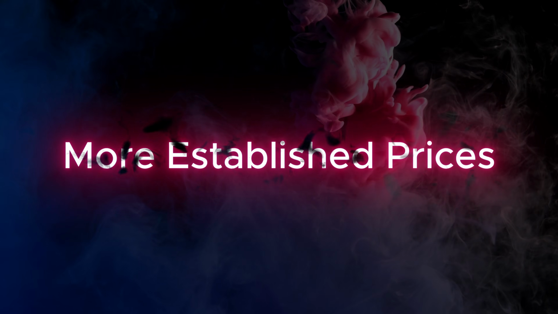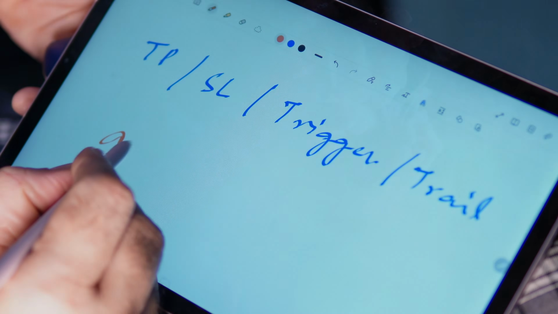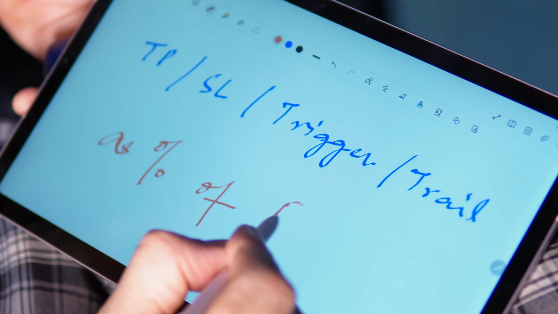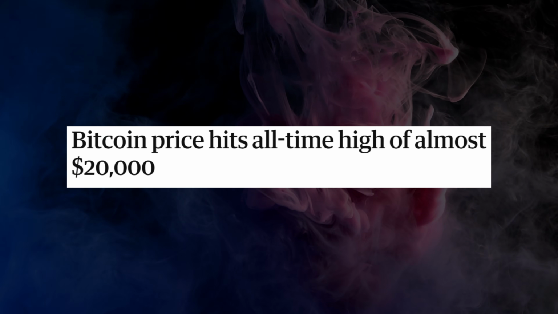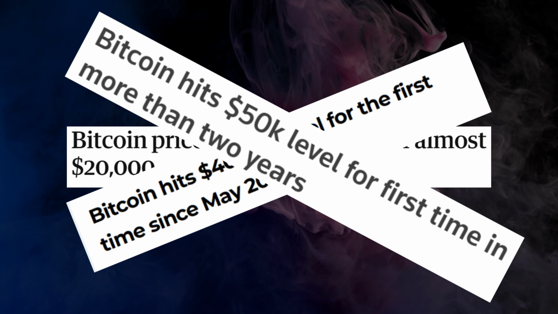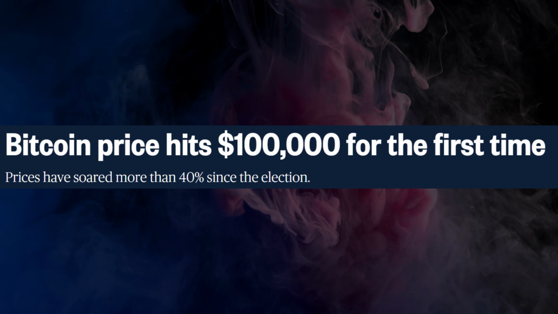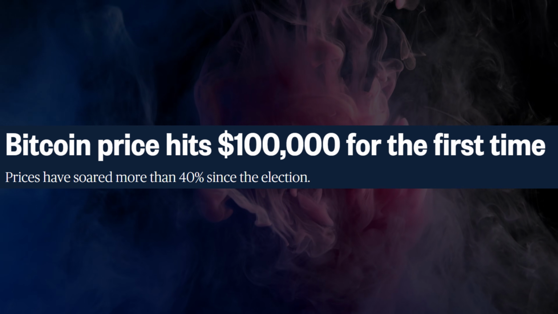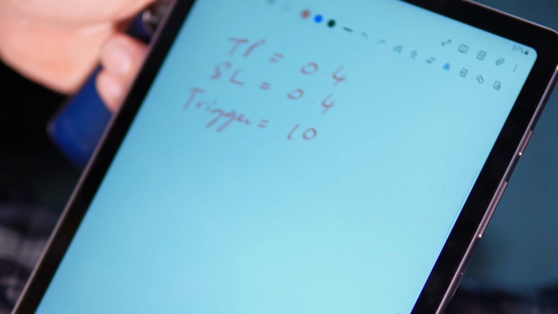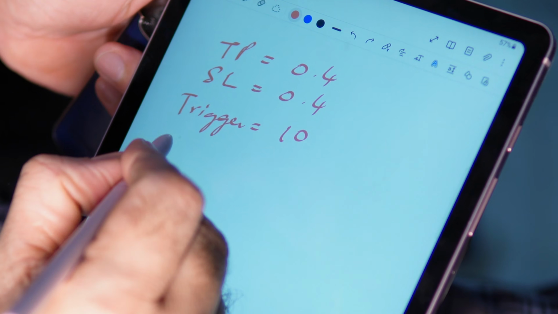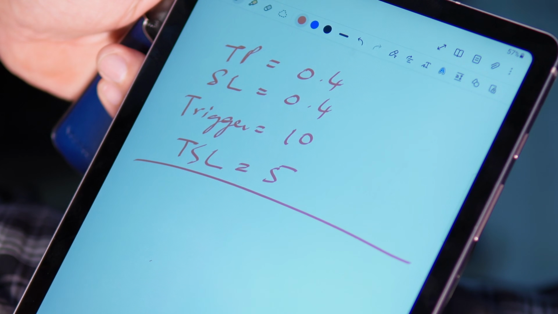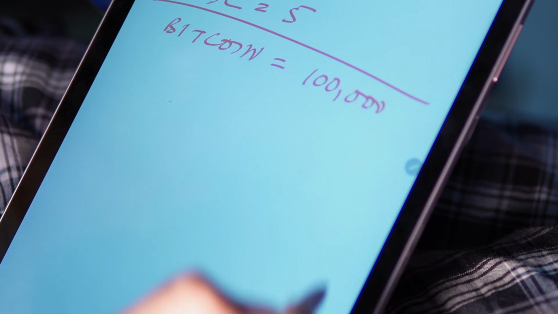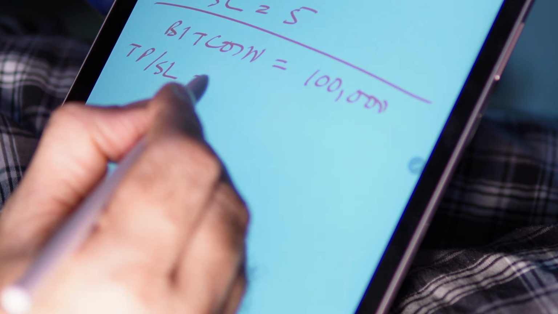And the second confusion is normally coming from setting stop losses, take profits, the trigger of the stop loss and the trailing stop loss as a percentage of price rather than fixed values. The idea basically came from Bitcoin was $20,000, then it was $40,000 and $50,000 and $100,000. Say if Bitcoin is trading at $100,000 and we set the value as TP and stop loss as 0.4% of the price and trigger of the stop loss as 10% of the stop loss and trailing stop loss as 5% of the stop loss.